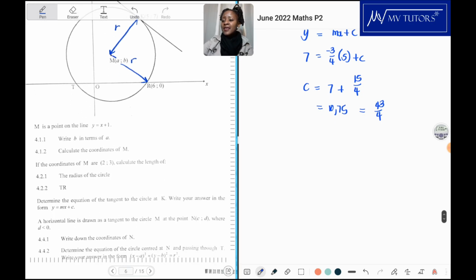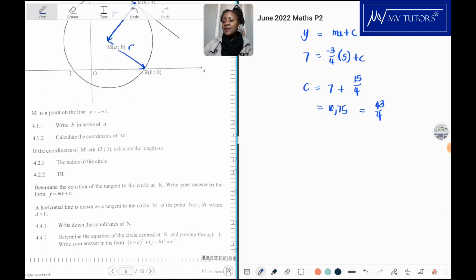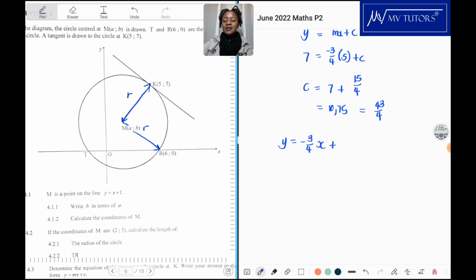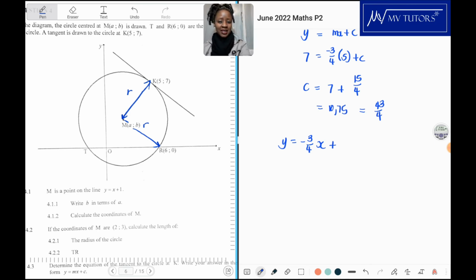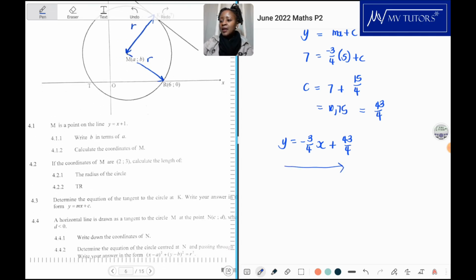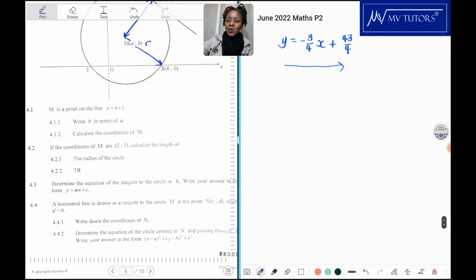So the equation of the tangent will finally be y is equal to negative 3 over 4 x plus. And is it really a plus? Yes, it is a plus, because your tangent line will cross the y-axis somewhere there, 10,75, okay? So we have 43 over 4, and that is your equation. All right, and now 4.4, we're almost there.